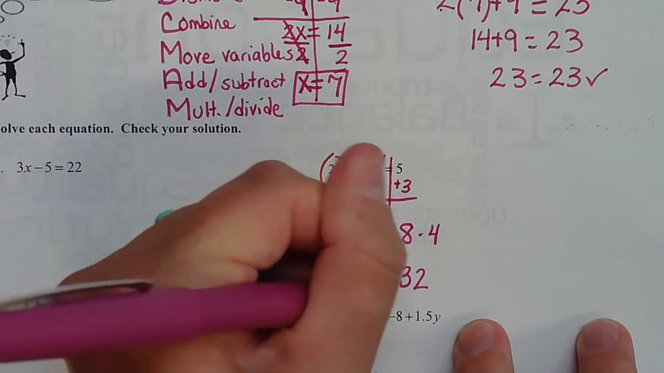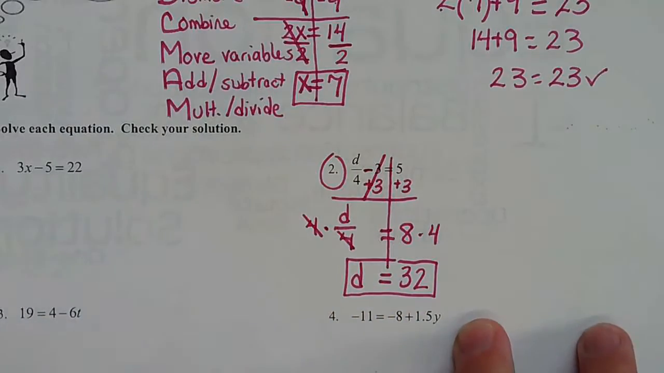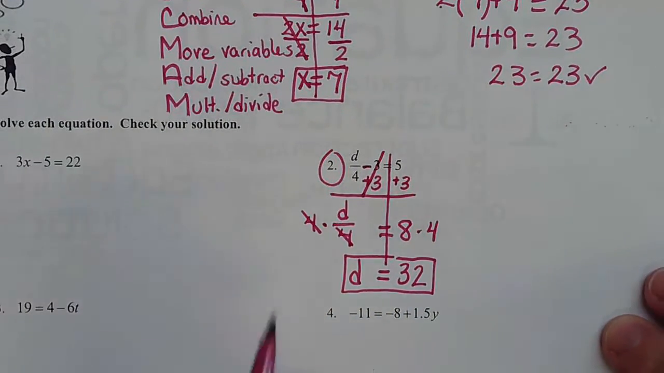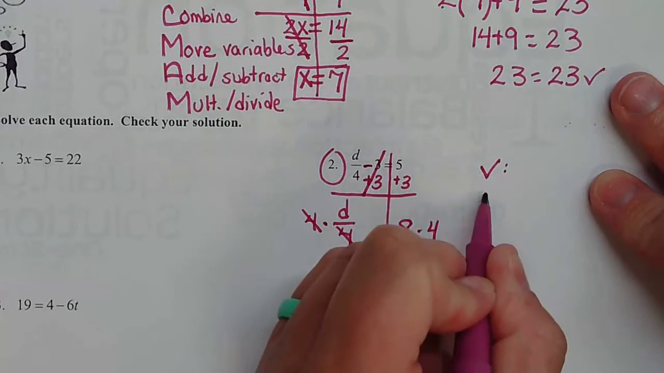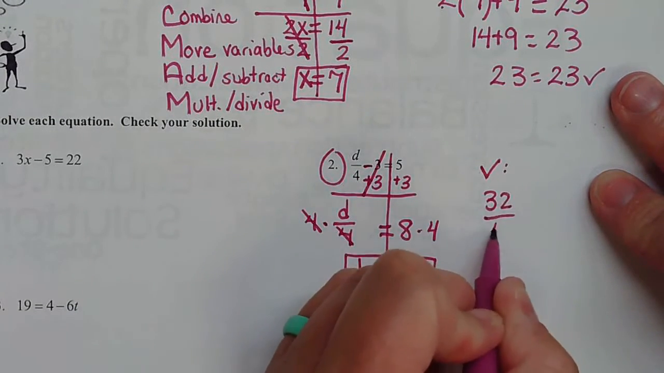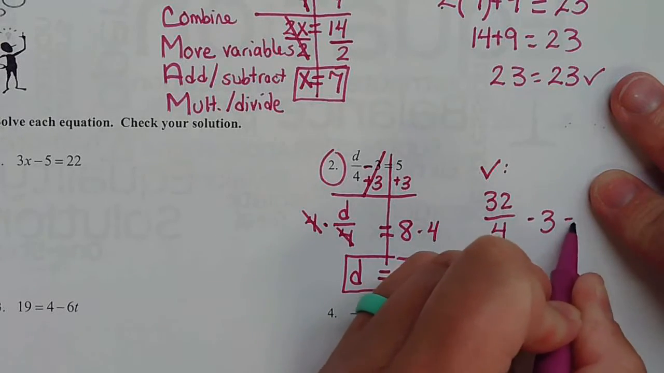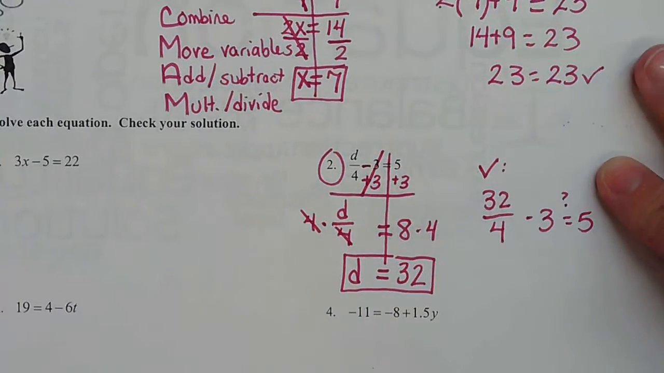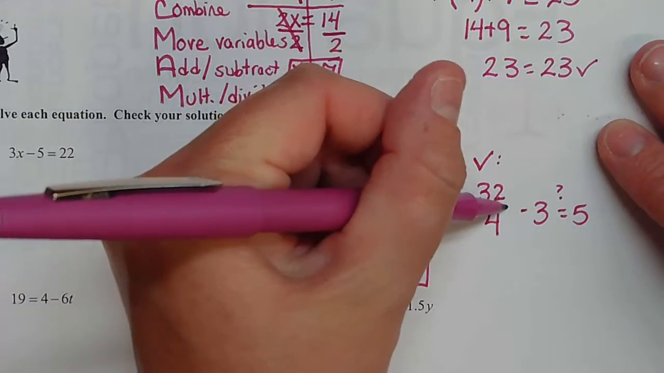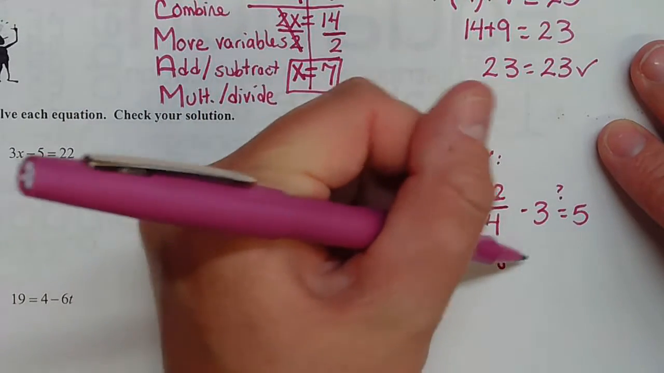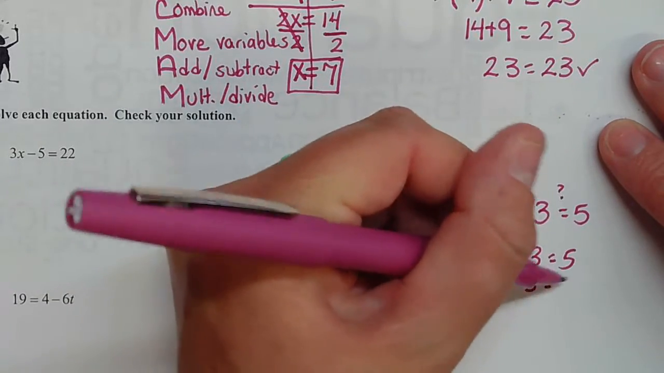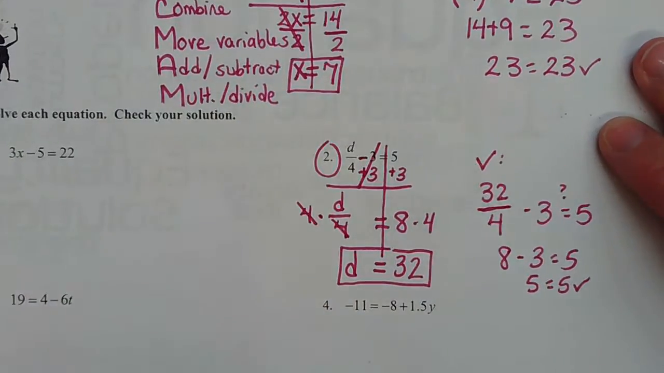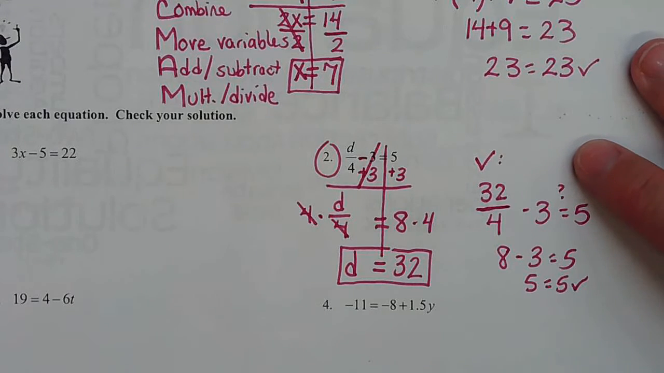And then again, if this were a quiz or a test, I would check everything. You would plug that 32 in for d. So for my check, I would do 32 divided by 4 minus 3 equals 5. I'm going to check and make sure. 32 divided by 4 is 8, and then 8 minus 3 is 5. Because I figured out that the left and the right-hand side are the same, I know there's no way that Mrs. Condell could mark that answer wrong.